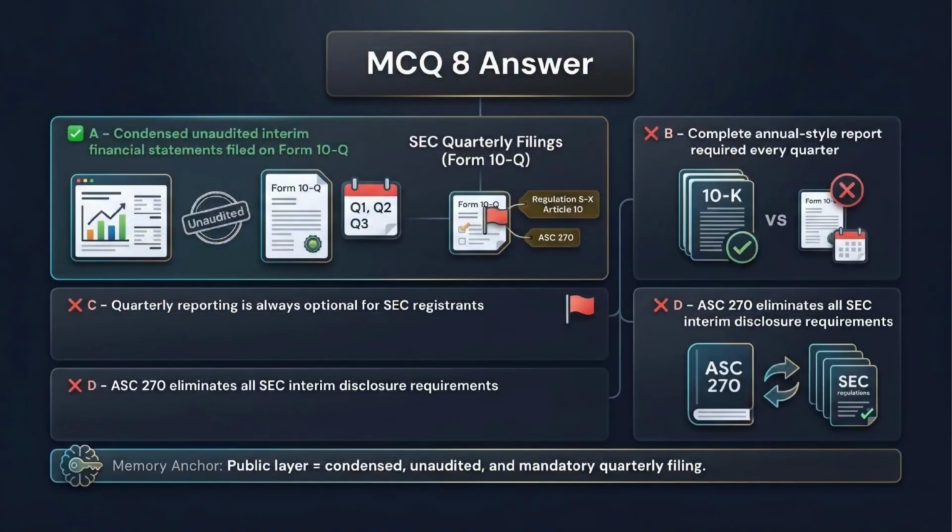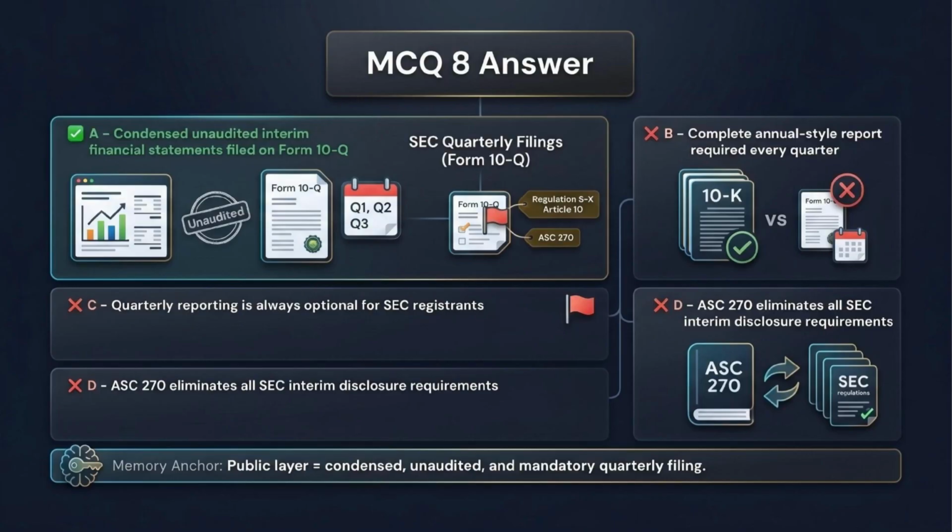The correct answer is A. Condensed unaudited interim financial statements are filed on Form 10-Q. Option B is wrong because a complete annual style report is not required every quarter. Option C is wrong because quarterly reporting is mandatory for most SEC registrants.